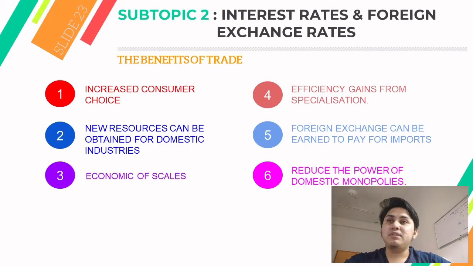There are 6 benefits of trade. First, increased consumer choice. Second, new resources can be obtained for domestic industries. Third, economies of scale. Fourth, efficiency gained from specialization that can increase income and lower price. Fifth, foreign exchange can be earned to pay for imports. And last, reduce the power of domestic monopoly, which means lower price and more consumer choice.